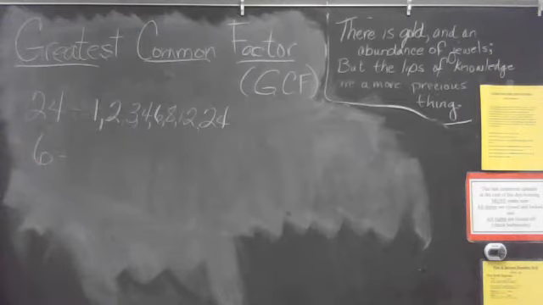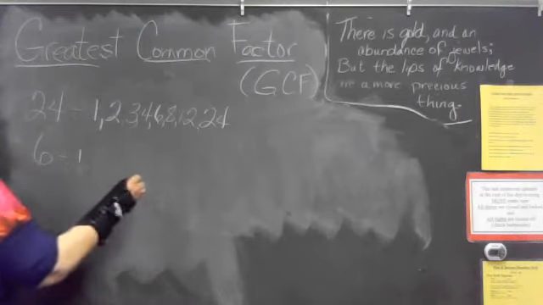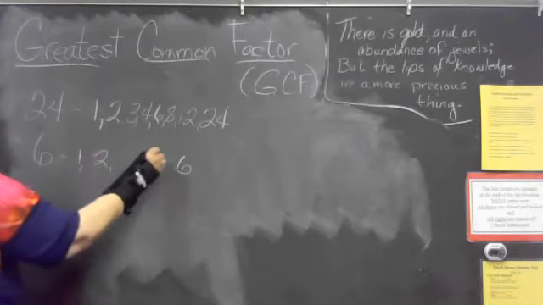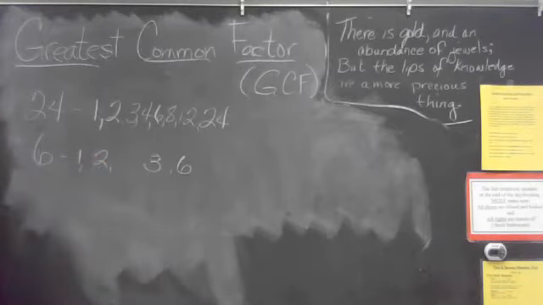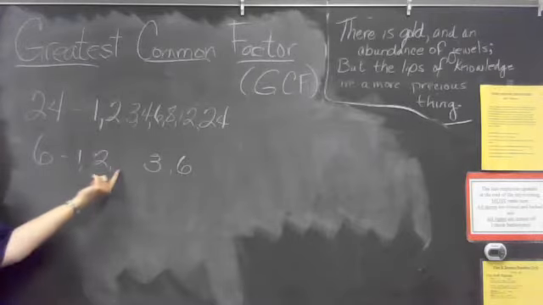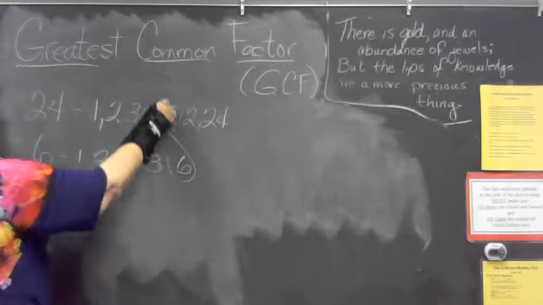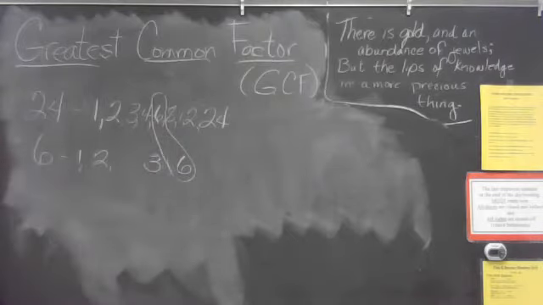Okay, let's go with 6. I have 1 and 6. I have 2 and 3. And the next one would be 3, but I already have that listed. So this is all the factors of 6. So now I'm going to look and see if I can find the greatest common factor. And it looks like 6.